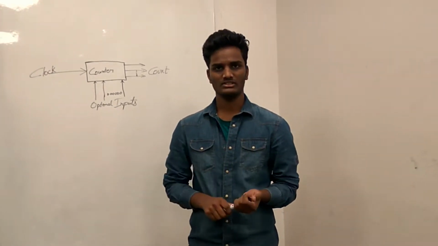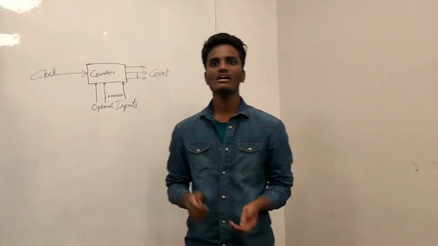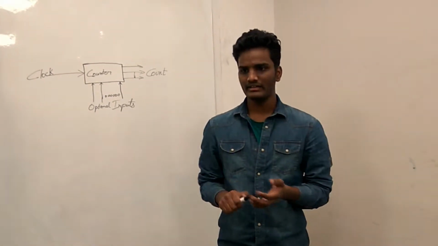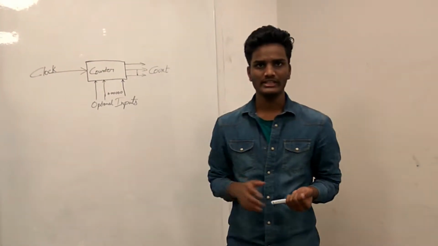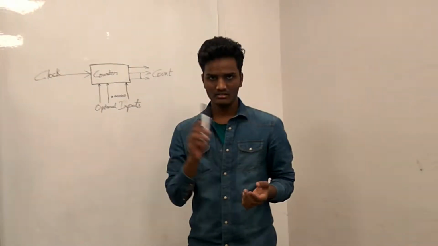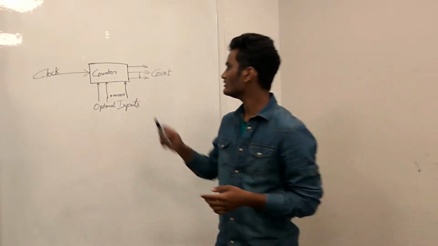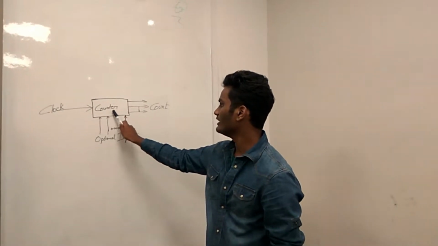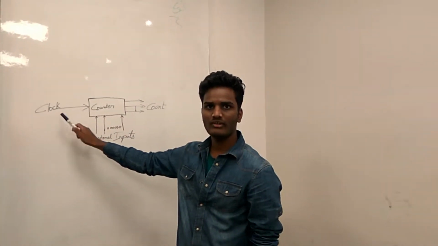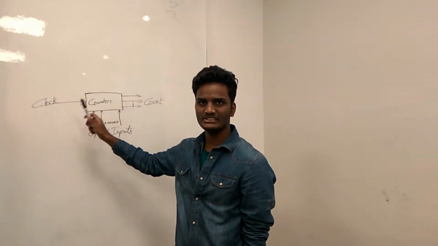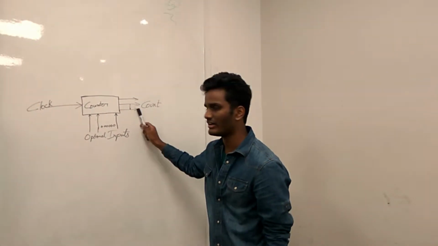Tell you a brief info about binary counters. But first, what is a counter? A counter is a circuit that produces a numeric count each time an input clock cycle makes an active transition. Here there is a counter in which there is a clock. When there is an active transition in the clock, the count increases one by one.